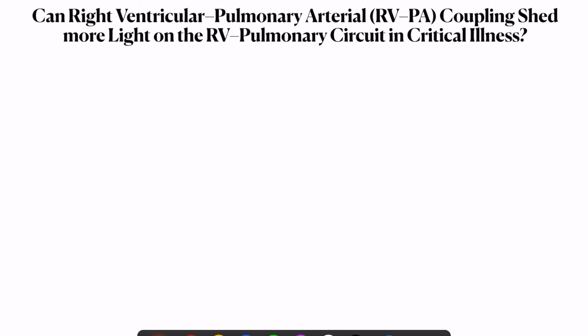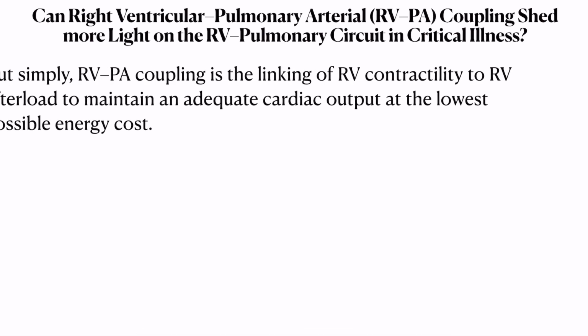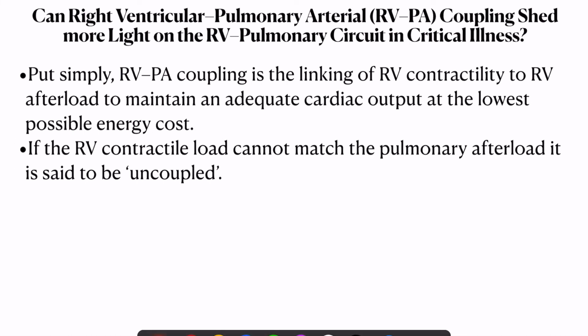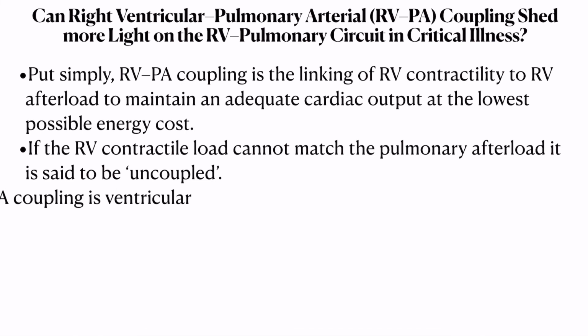The other thing that is being seen is the coupling of the right ventricle and pulmonary artery. Can this be used to diagnose the defect in pulmonary circulation? Put simply, right ventricle pulmonary artery coupling is linking of the right ventricular contractility to the right ventricular afterload, and to maintain an adequate cardiac output at the lowest possible energy cost. However, if the right ventricular contractility is not matching the pulmonary afterload, it is said to be uncoupled.